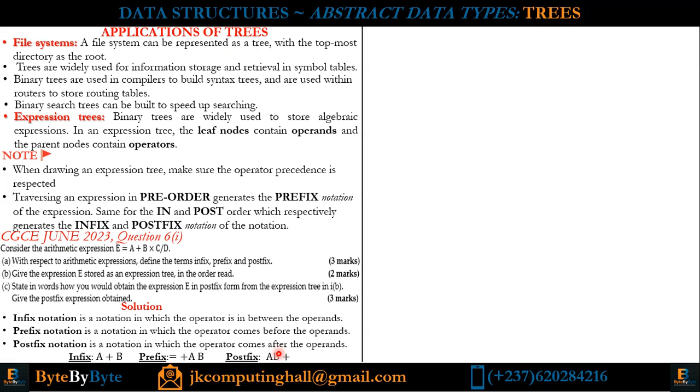Now, let us dive into the more important part, which is B. When you have this expression E is equal to A plus B times C divided by D, which operation is going to be performed first? Is it A plus B? Is it B times C? Or is it C divided by D? If you said C divided by D, then you are wrong. If you said A plus B, you are still wrong. But if you said B times C, then you are perfectly correct because we have three signs here: plus, the addition, the multiplication, and the division.